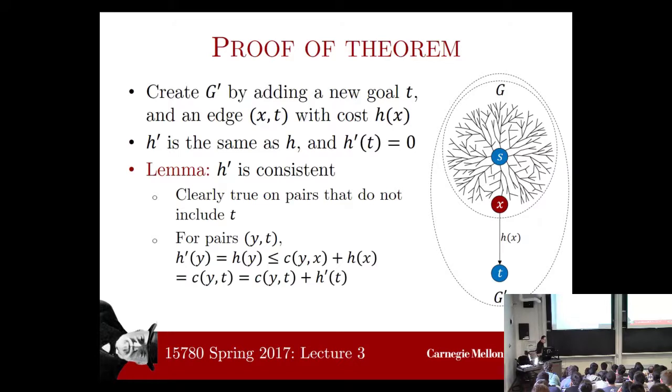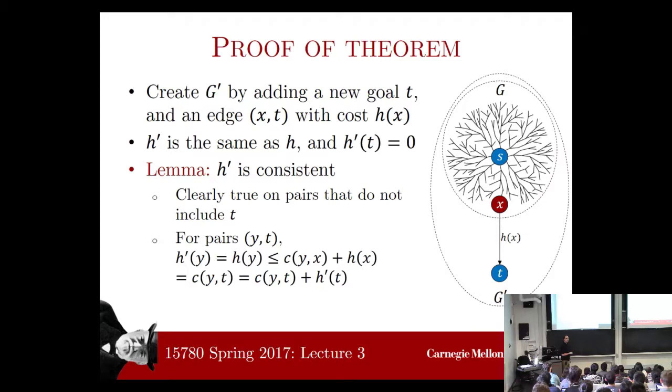So the only thing to worry about is if we have a pair of nodes, one of which is the new node T. So let's look at such a pair. Of course, in one direction, H prime of T is 0, so this inequality will hold. That's easy. But let's look at the other direction. I want to show that H prime of Y is at most C of Y T plus H prime of T. That's the only thing we need to show.